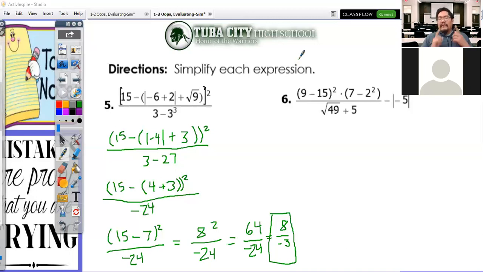Anyway, going to the next one here, number 6. So I have two groups, right? I have a group here times a group here divided by this group down here, and then minus the absolute value of -5 after all that. So let's go ahead and put this together. So 9 minus 15. So 9 minus 15 is going to be -6.